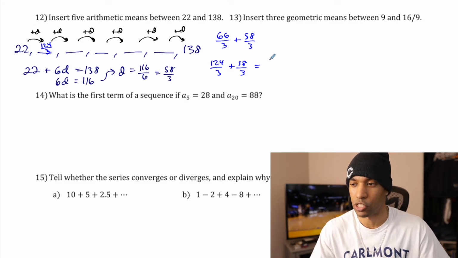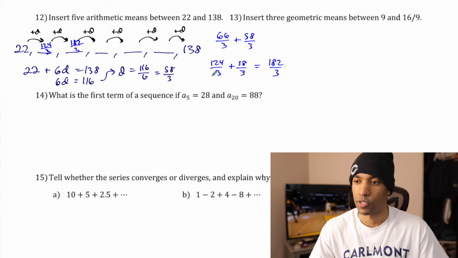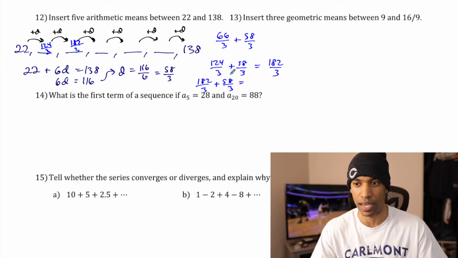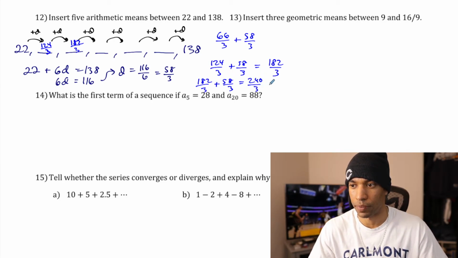I blanked. 182 over 3. And then we do it again. 182 over 3 plus 58 over 3. And this one should be a whole number. And I'm going to tell you a faster way we can get this number after. This is 240 over 3. There we go.